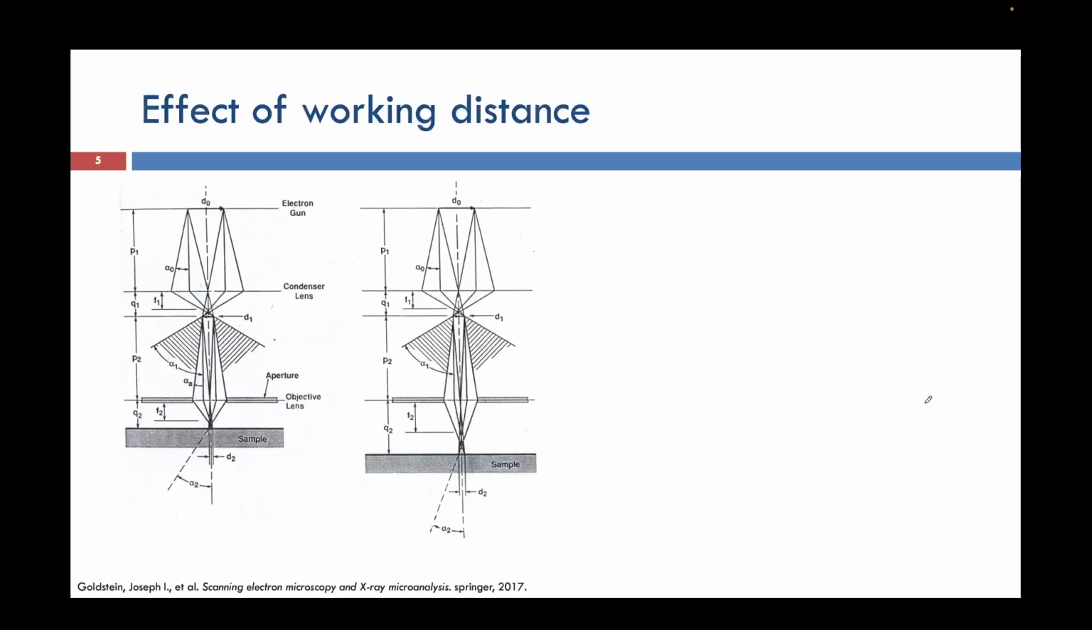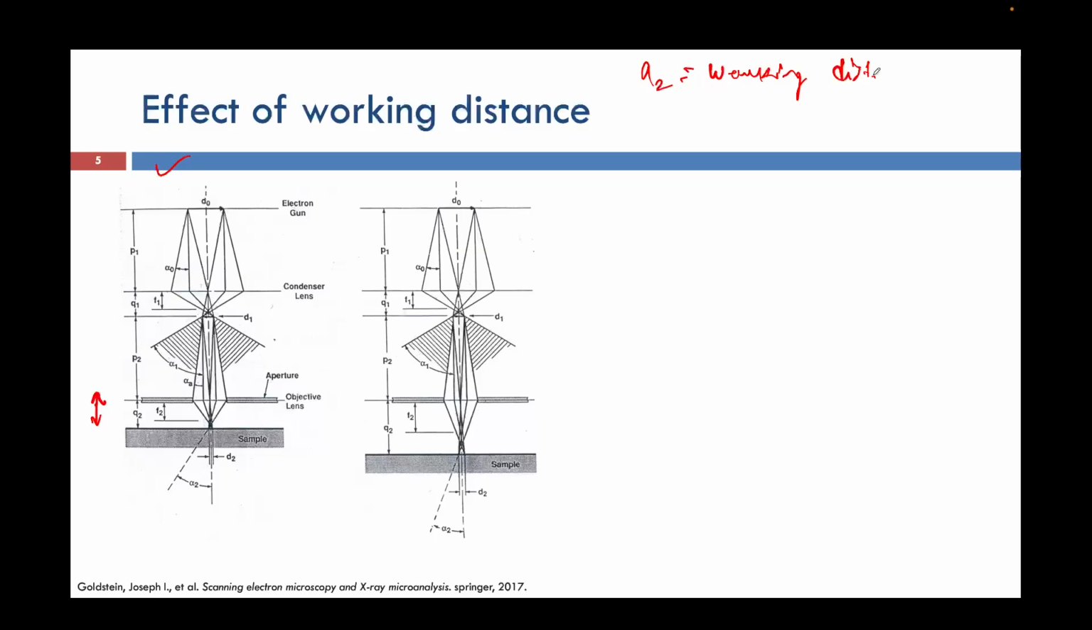Then comes the effect of working distance. What will happen to the electron probe or the incident electron beam when we change the working distance? So in this image, whatever I have told, I have drawn earlier. Here you can see when we are increasing the working distance, currently working distance means this Q2. So Q2 is the working distance in this figure.